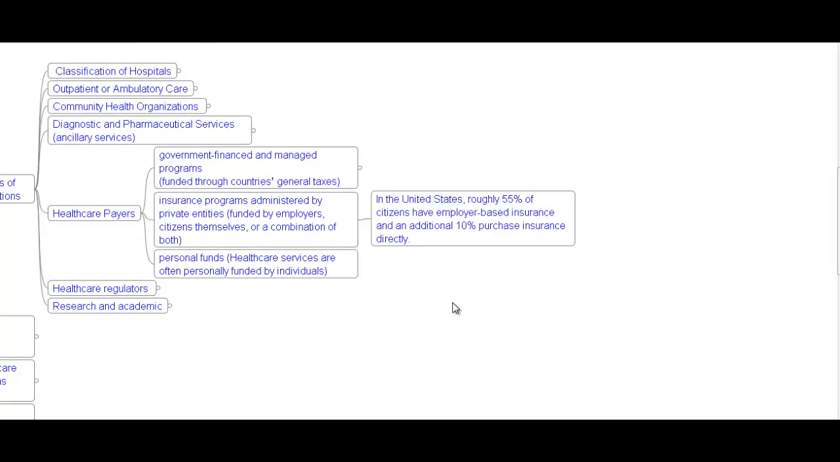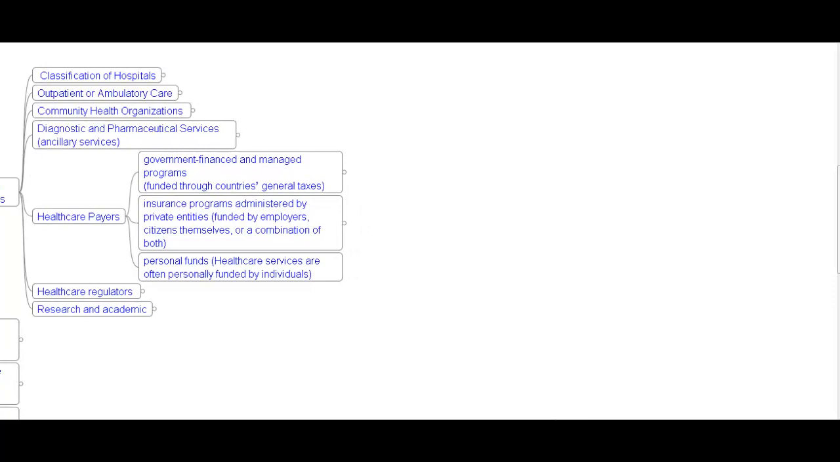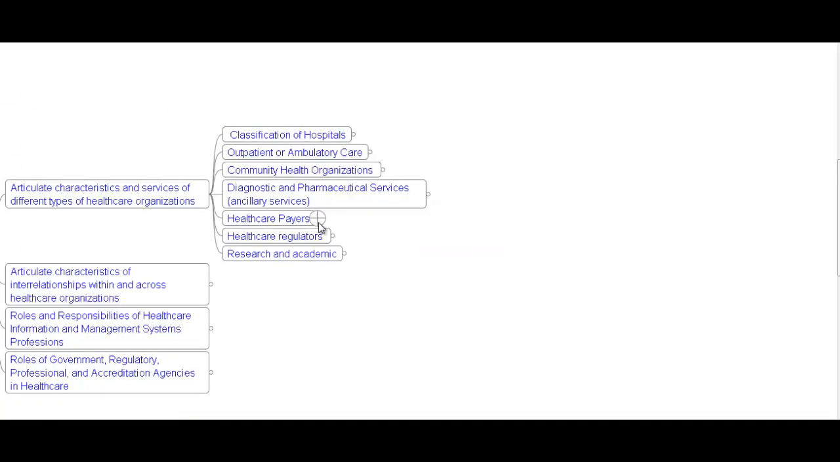Under insurance programs administered by private entities, in the United States, roughly 55% of citizens have employer-based insurance, and an additional 10% purchase insurance directly. Personal funds we have already covered. Now we'll go to the next.